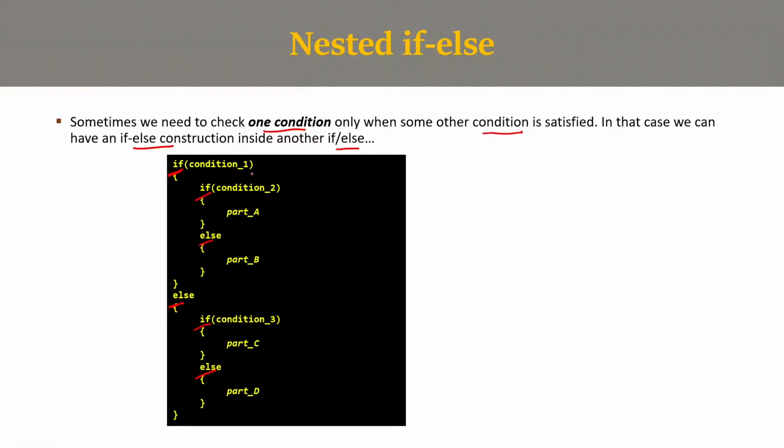What happens is, if this condition is satisfied, then the next statement will be executed. Now, if condition number 2 is satisfied, then part A will be executed, and if it is not satisfied, then part B will be executed. If condition 1 is not satisfied, then the compiler will not execute the next statement. Rather, it will go to the else part, and it will move on to the next statement and check condition 3. If condition 3 is satisfied, then part C will be executed, and if it is not satisfied, then it will move on to else and part D will be executed. So this is how the statements are executed, okay?